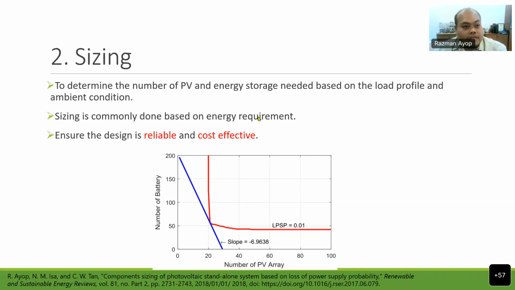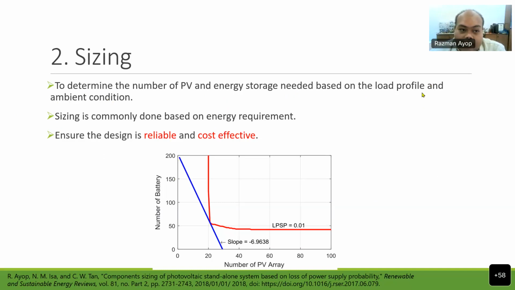Okay, we move on to the second consideration that you need to do, which is the sizing. The sizing is to determine the number of PV panels and energy storage needed based on the load profile and the ambient condition.